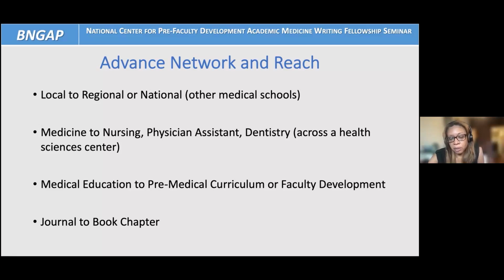And something that's good about MedEd Portal is that what you're putting in MedEd Portal gets adapted by other institutions and gets enacted by other institutions.